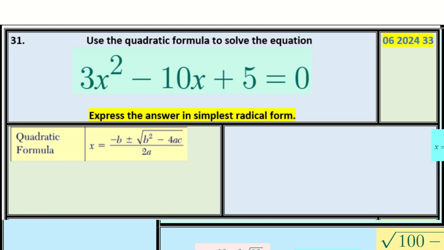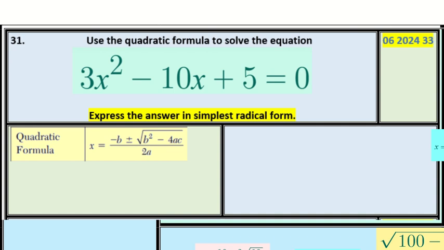Okay, question 31. Use the quadratic formula to solve the equation 3x squared minus 10x plus 5 equals 0. So, step 1, quadratic formula. This is on your reference sheet. You want to identify A, B, and C.